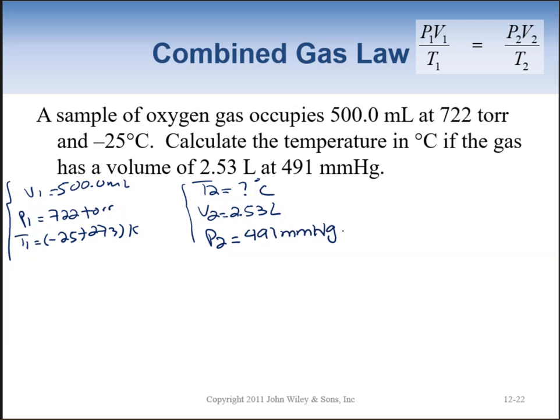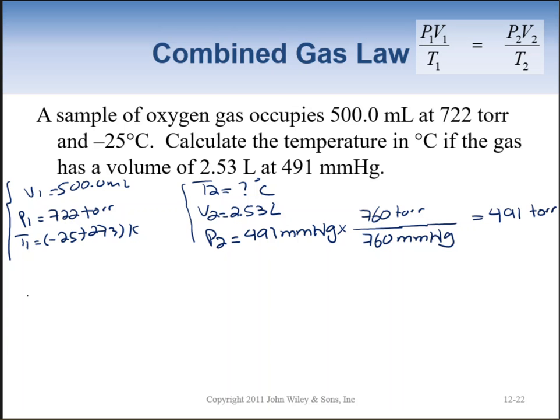So I'm going to convert the pressures to make sure that we have the same pressure. Each 760 torr is 760 millimeters of mercury. Therefore, this is going to be also 491 torr.